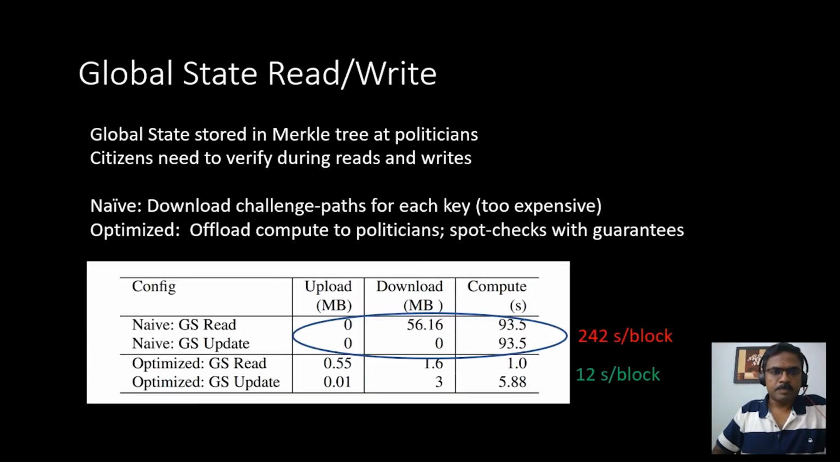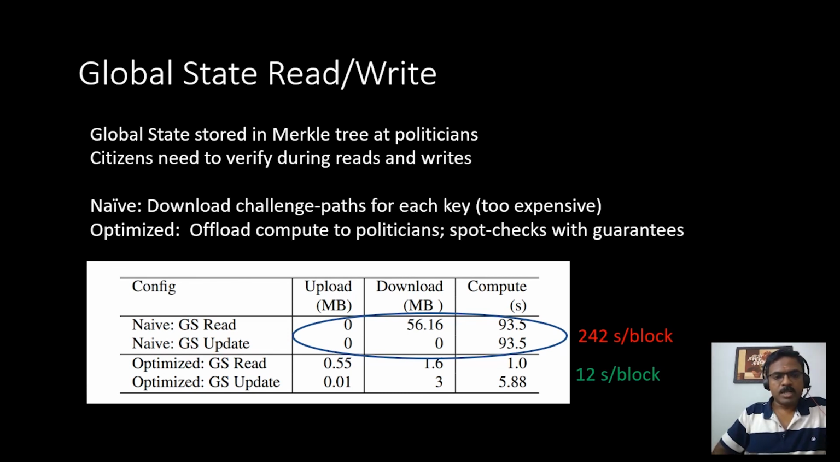Okay. Let's now look at one of the key optimizations that Blockene does. This pertains to how it manages global state. Politicians are the ones that are storing the current state of the blockchain, as I mentioned. This is stored in a Merkle tree, for example, the latest balance in each account. Citizens need to read this from politicians, but they need to verify that this is indeed true, that the politician is not lying. The naive way to do this would be to use the Merkle tree challenge path for every key value pair and actually do the verification at the citizen nodes.